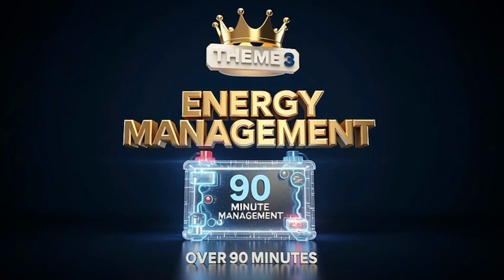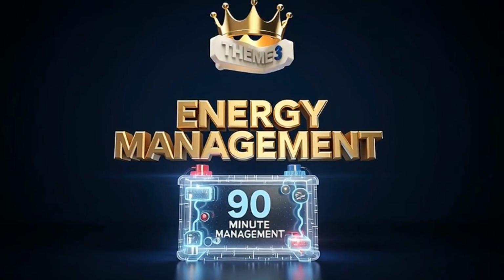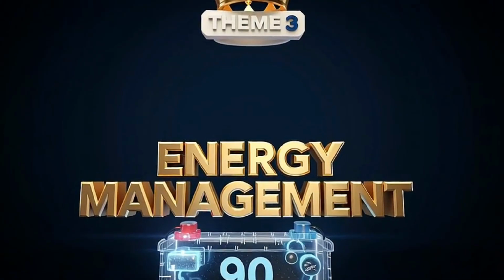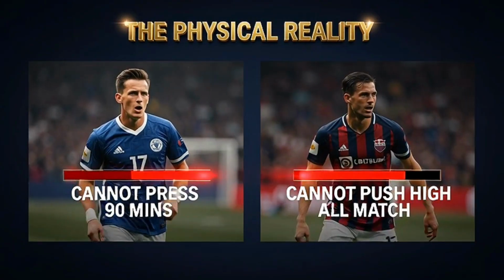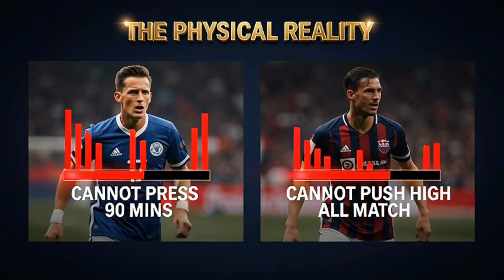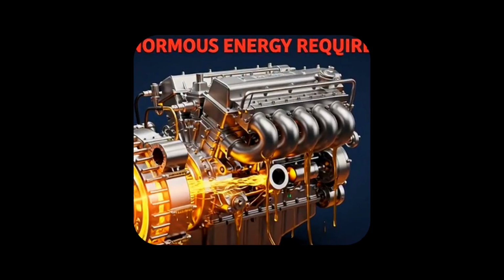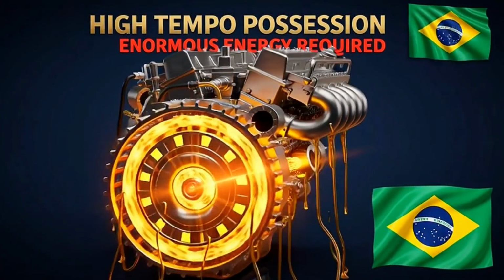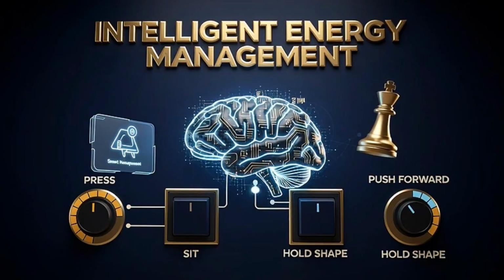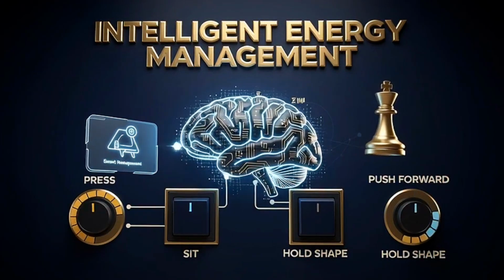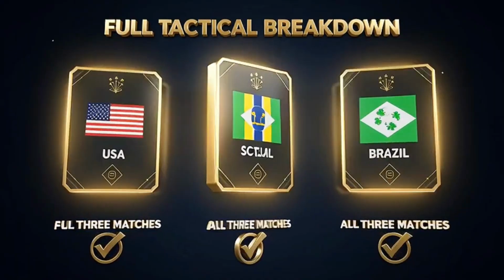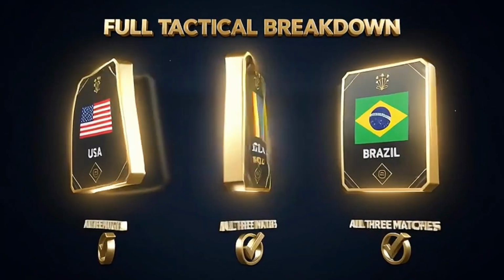Theme 3. Energy management over 90 minutes. This is the theme that the casual fan never sees. Every tactical system requires physical energy to execute. Scotland's wing-backs cannot press and recover for 90 minutes at full intensity. USA's fullbacks cannot push high all match without leaving space behind. Brazil's high-tempo possession football requires enormous energy to maintain. The teams that manage their physical energy most intelligently across a full 90 minutes, knowing when to press and when to sit, when to push forward and when to hold shape, are the teams that find the decisive moments in the final 20 minutes, when legs are tired and margins are smallest.